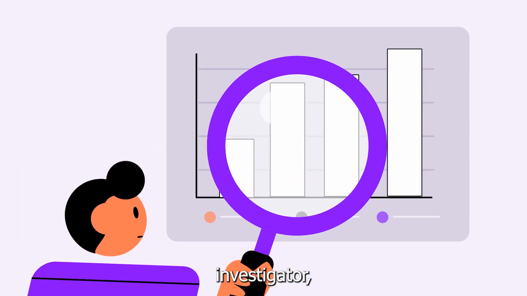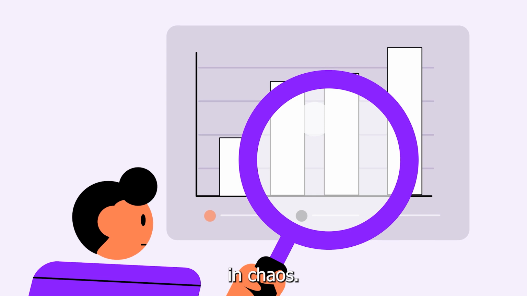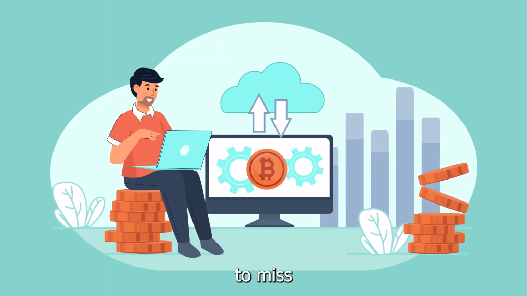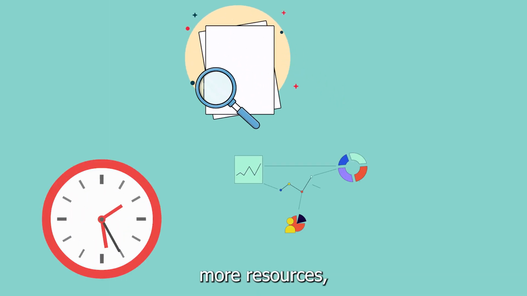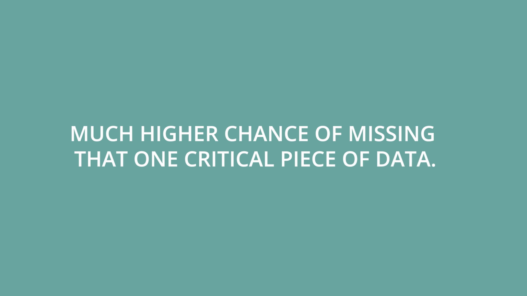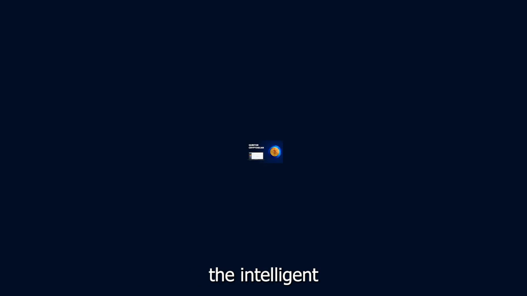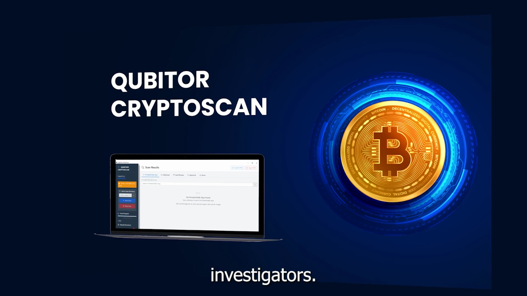As an investigator, you're expected to find crypto evidence buried deep in chaos. But doing it manually is painfully slow and easy to miss critical data. We know more evidence means more time, more resources, and a much higher chance of missing that one critical piece of data. Introducing Qubitor Cryptoscan, the intelligent crypto search assistant built specifically for investigators.